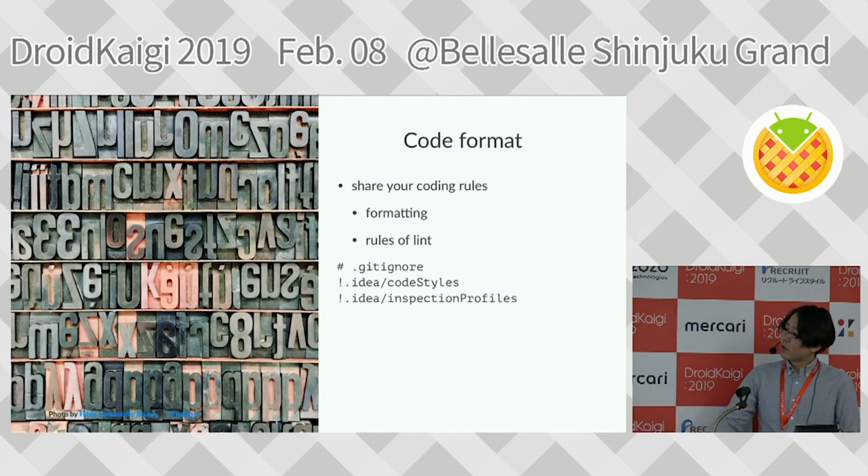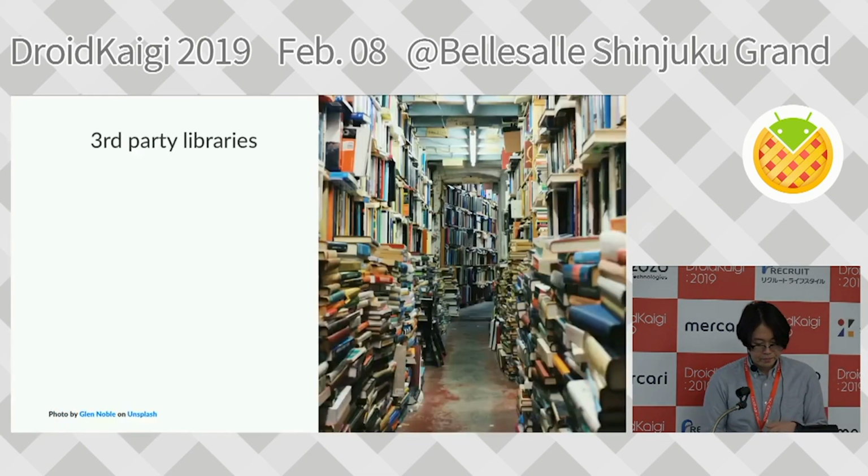And discussing code format makes us exhausted. We had better share settings about coding style or inspection rules in the repository. Save your time with automation. Adding those settings to .gitignore as below is helpful.